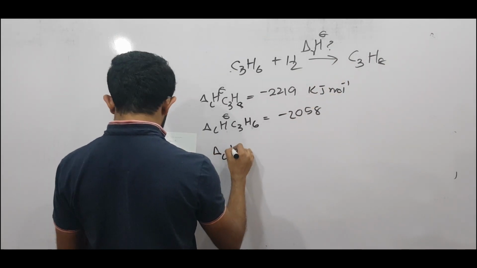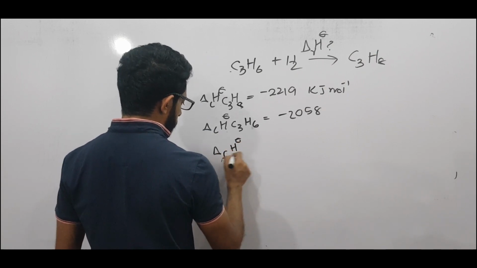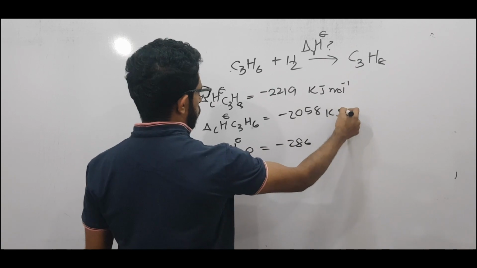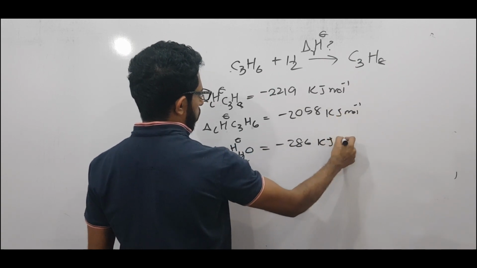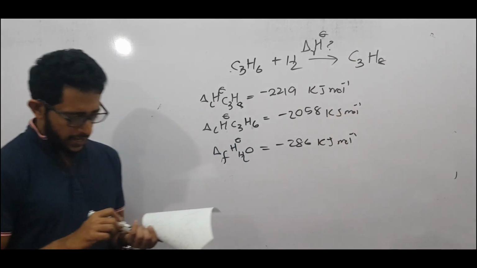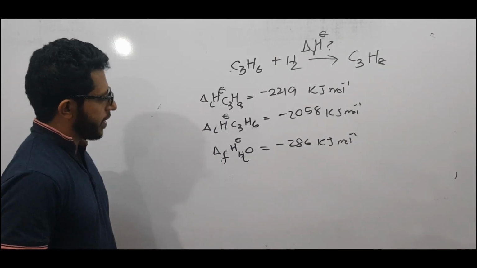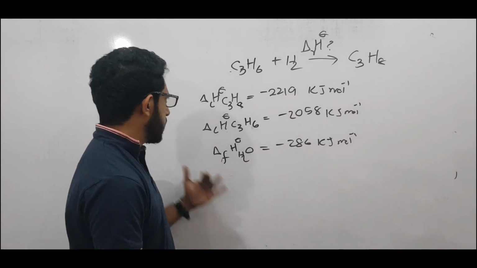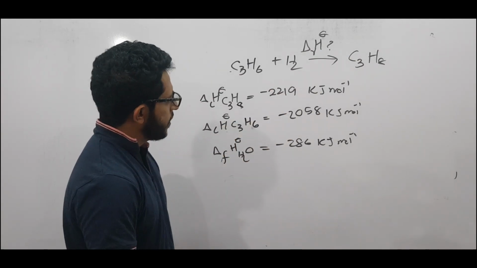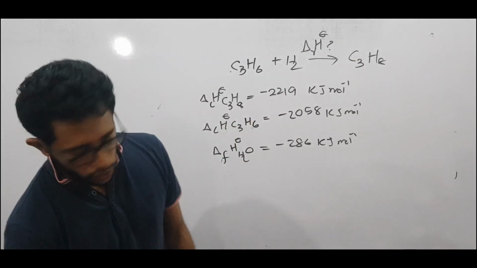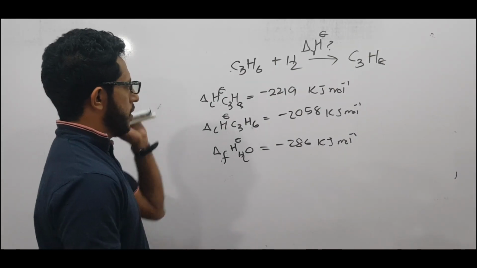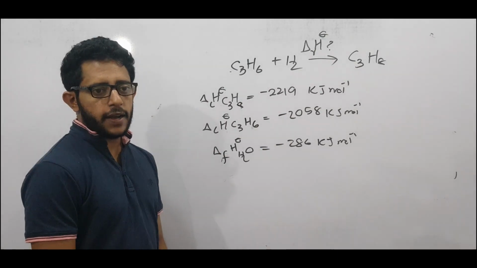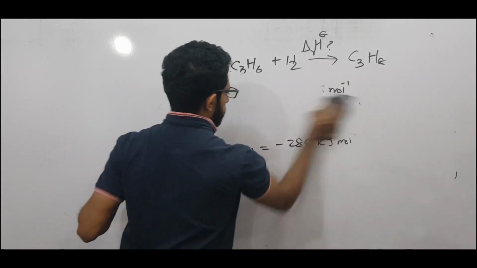The formation enthalpy of H2O is minus 286 kilojoule per mole. As I told you, we will be given the formation enthalpy data of H2O, but the formation enthalpy of H2O means the combustion enthalpy of hydrogen. So we need them. If you are given a question like this, you can take it down. Then we'll see how to construct a cycle.